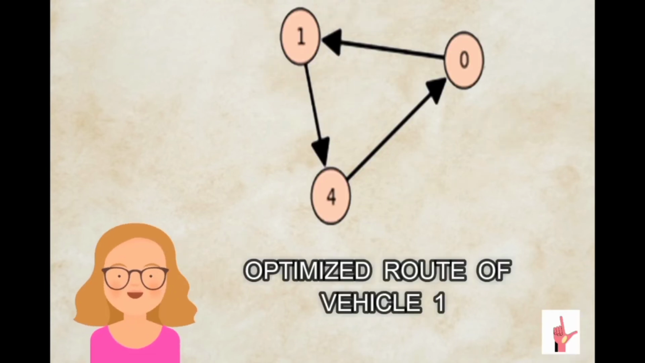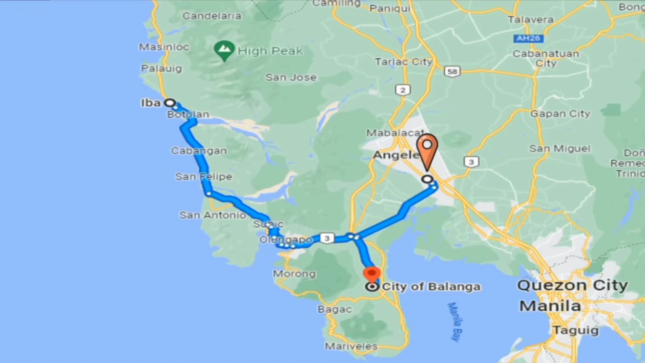Now, for the optimized route of Vehicle 1, from the starting point in San Fernando, vertex 0, we can go to Iba, Zambales, vertex 1, for 3 hours and 20 minutes. Then, straight to Balanga, Bataan, vertex 4, for 2 hours and 58 minutes. Then go back to San Fernando for 1 hour and 23 minutes, for a total of 7 hours and 1 minute.